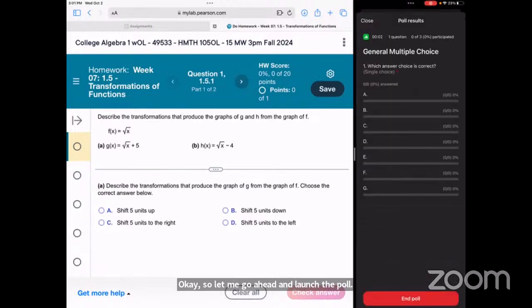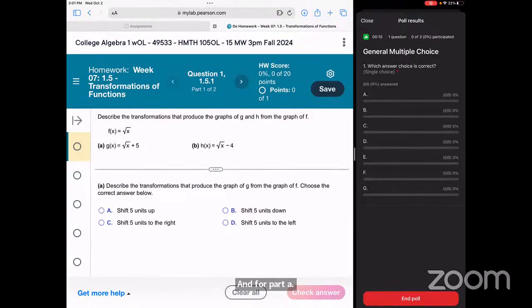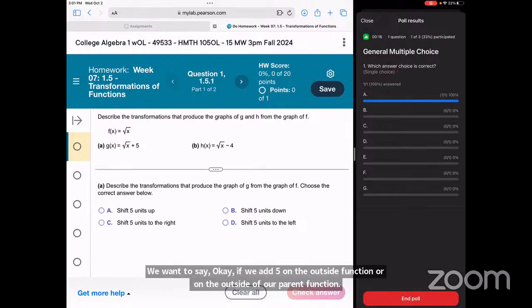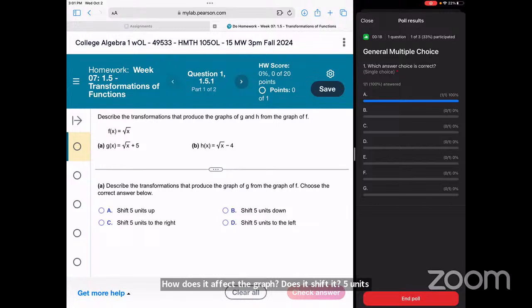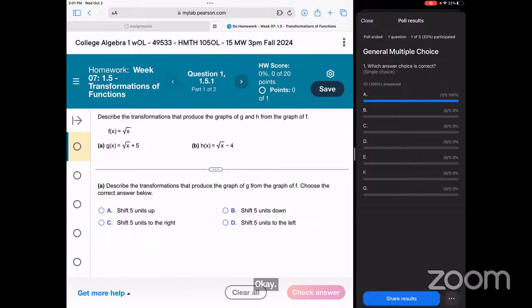All right, so in this first part, we have a square root function, right? And for part A, if we add 5 on the outside of the square root function, or on the outside of our parent function, how does it affect the graph? Does it shift it 5 units up, 5 units down, 5 units to the right, or 5 units to the left? Okay. So I think I'm going to close the poll here. And I'm going to go with A. I think A is a good one.